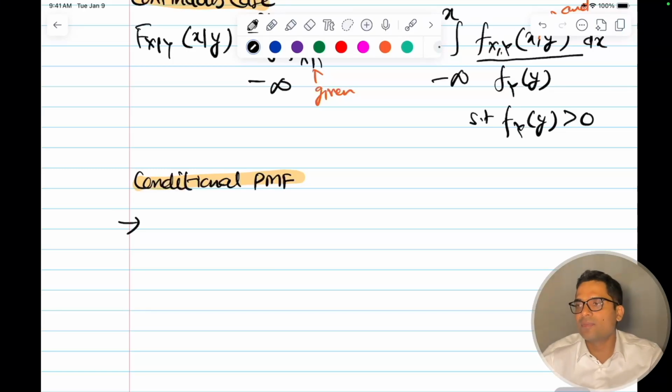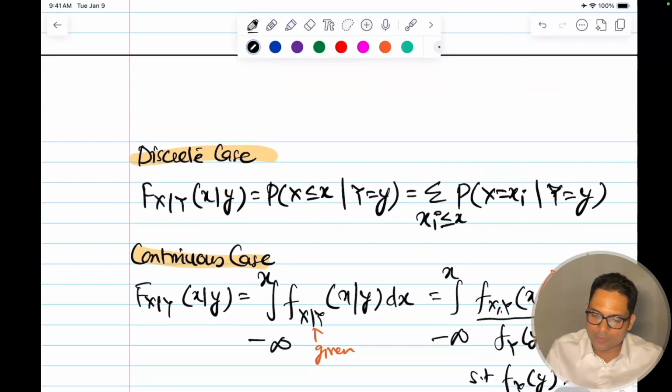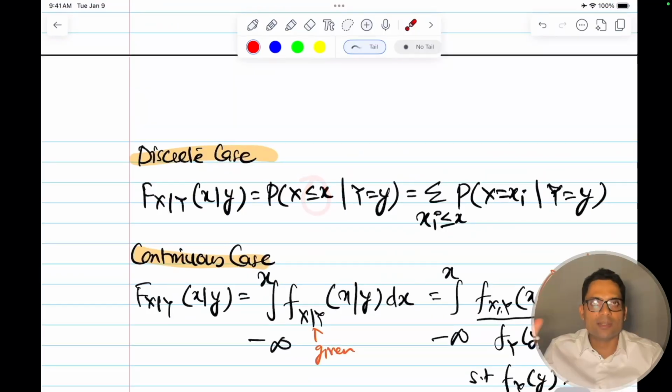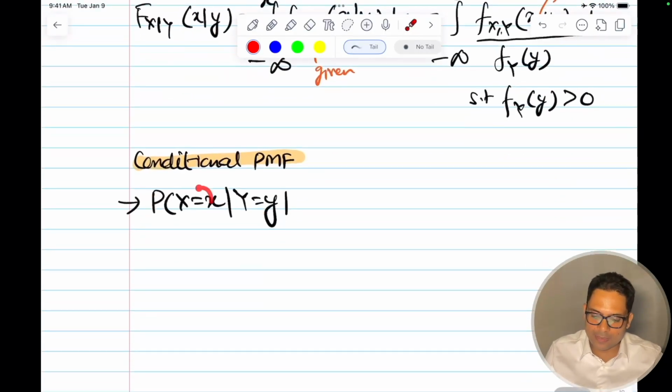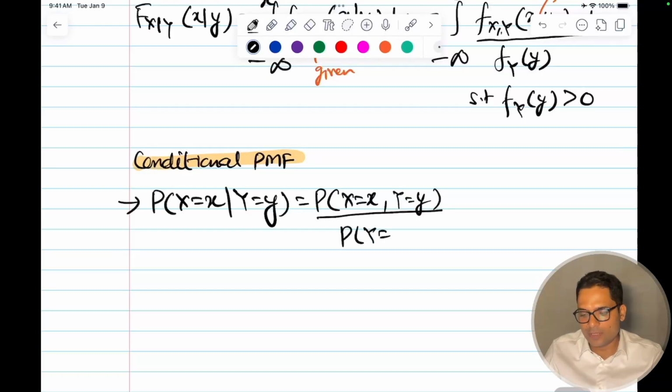The conditional PMF would be probability of X is equal to x at a particular point. Now this is not less than equal to. Here you see this is less than equal to. This is cumulative. Okay, and here this is at a particular point. This is equal to probability of X equal to x, comma, Y equal to y, by probability of Y is equal to y.